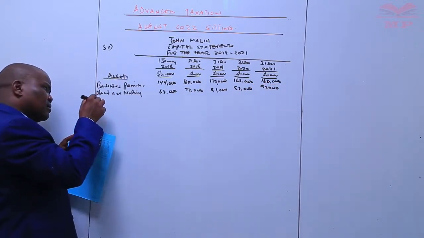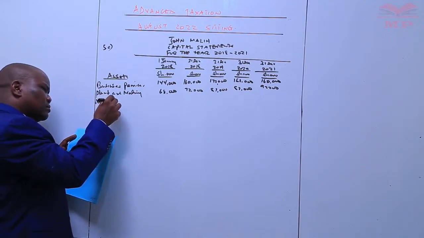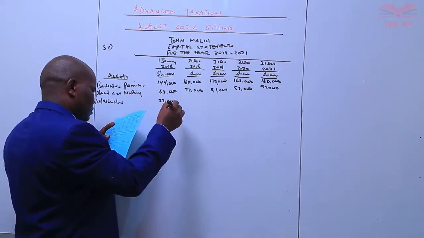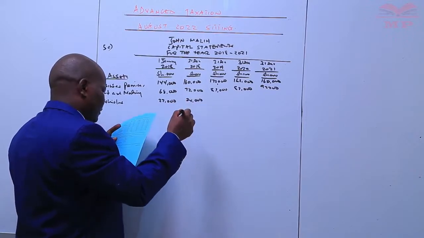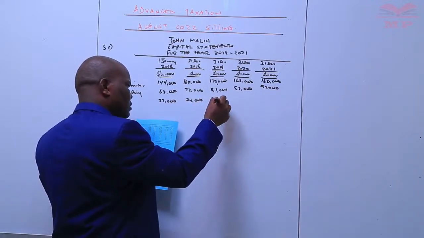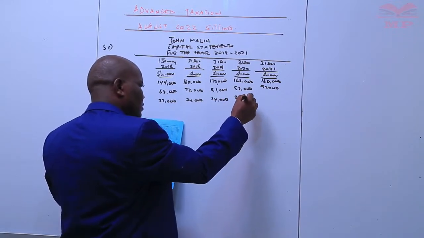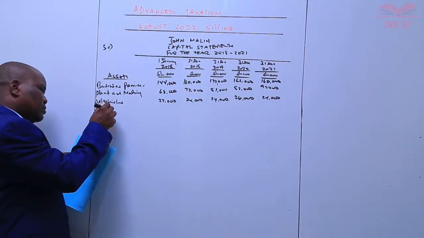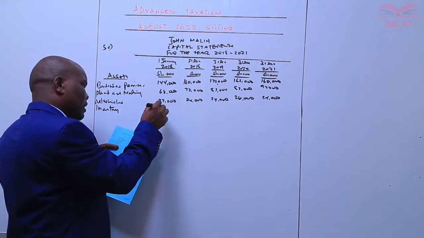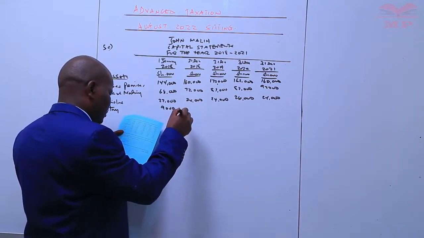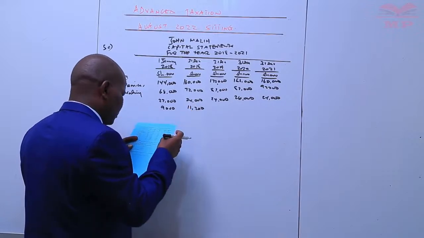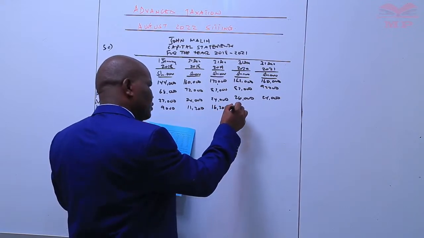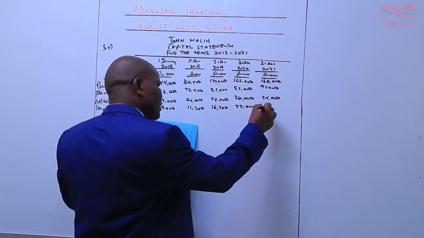Next we have motor vehicles, still an asset, 22 million, 24 million, 24 again, 26 and 24. Next we have inventory, still an asset, 9 million, 11,200, 16,200, 22 million, and 14,800.